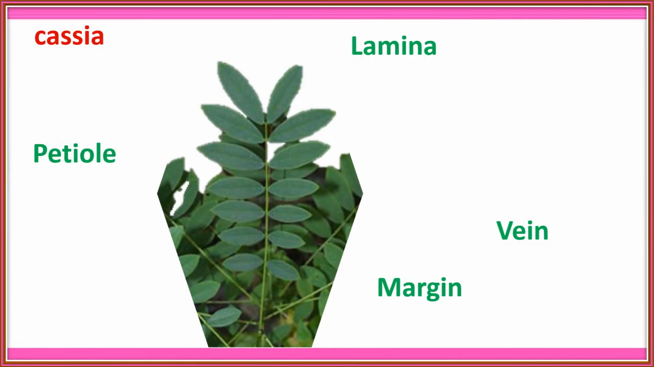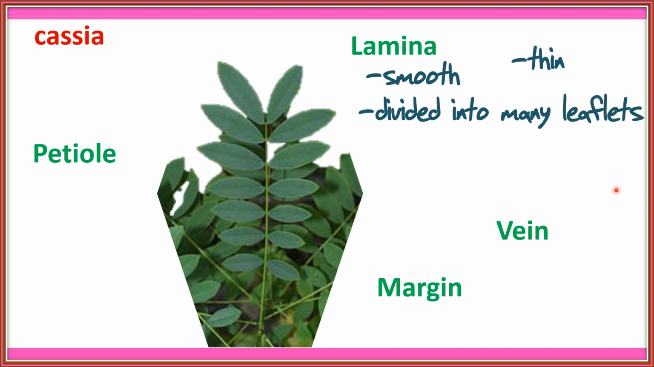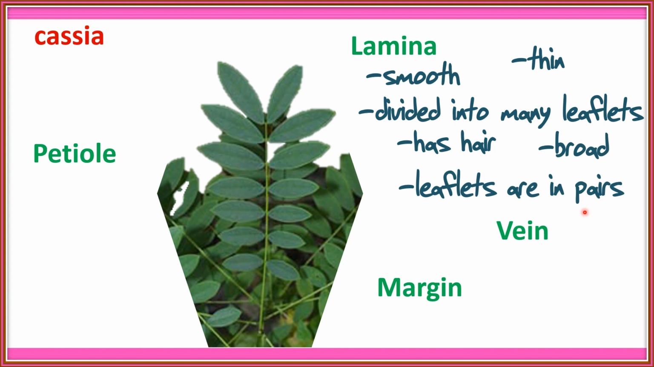When you come to cassia, the lamina is smooth. It is thin, divided into many leaflets, as you can see. All of this is a lamina, and it's divided into many leaflets, and it has hairs. It is broad. Leaflets are in pairs. Then the veins, it has network venation. The margin is divided.